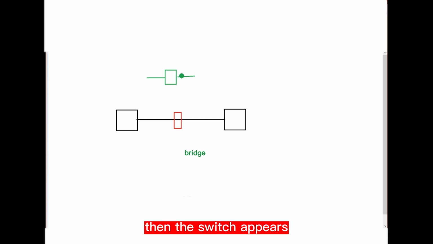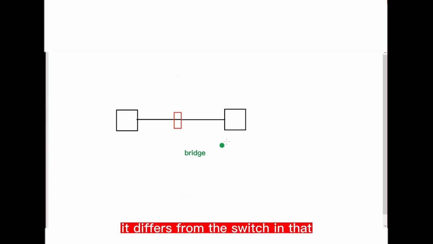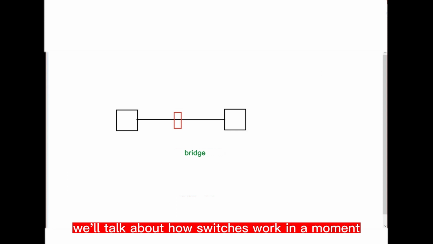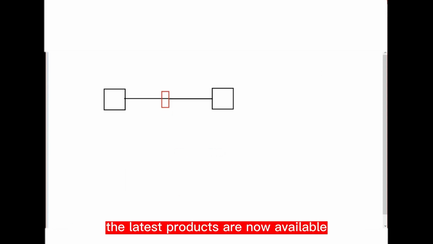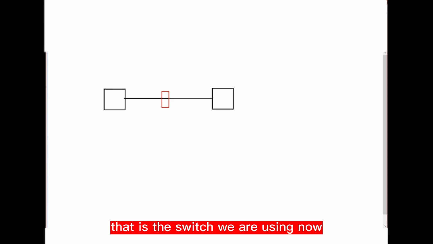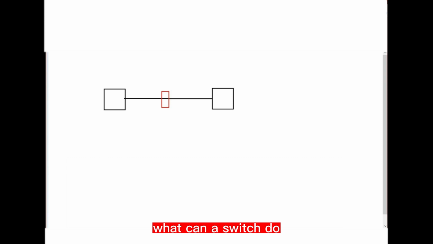Then the switch appears. A bridge works like a switch. It differs from the switch in that switches have more interfaces. We'll talk about how switches work in a moment. The latest products are now available. That is the switch we are using now. Suppose now this is a switch. What can a switch do? First of all, it has many interfaces.